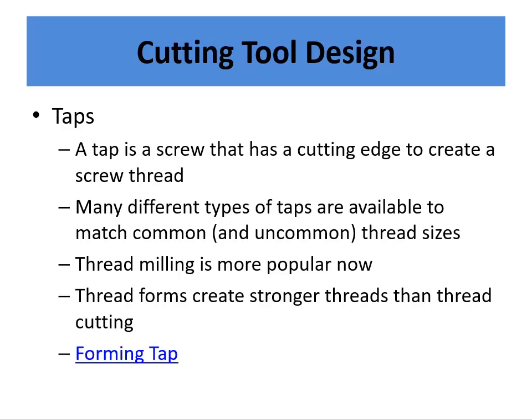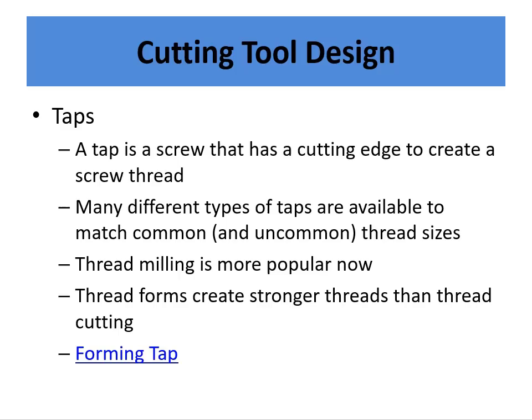Now we have CNC machines that can be very repeatable. You can actually do a thread mill, which is a type of end mill that makes a thread form. It can either be multi-point or single point. But a tap is the good old-fashioned way: you have a hole, you drill a hole, or you interpolate a hole, and then you run a tap through it, and a tap puts a screw thread into the hole.